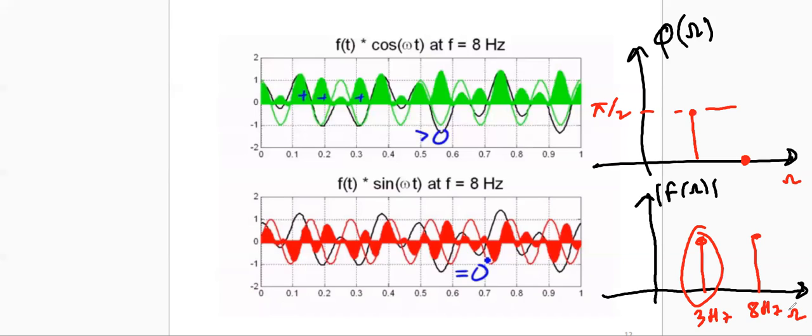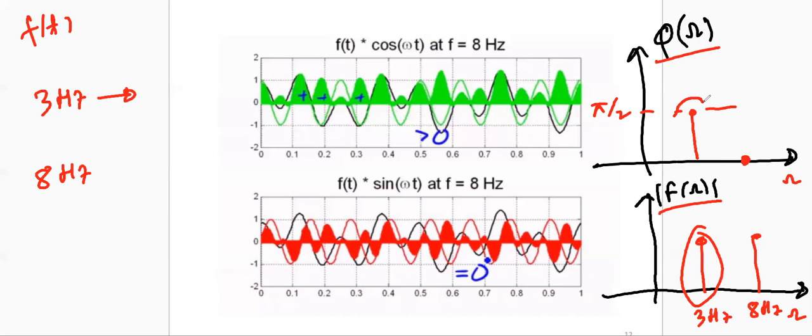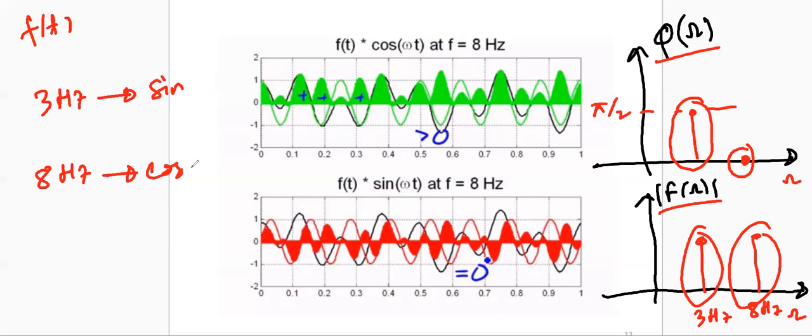What does it mean by this magnitude response and the phase response? We can discuss it. Okay, we have 3 hertz and 8 hertz component in our unknown signal f(t), where the 3 hertz component has the phase 90. That means this is a sine signal, and the 8 hertz component has 0 phase, that means that is a cos signal.